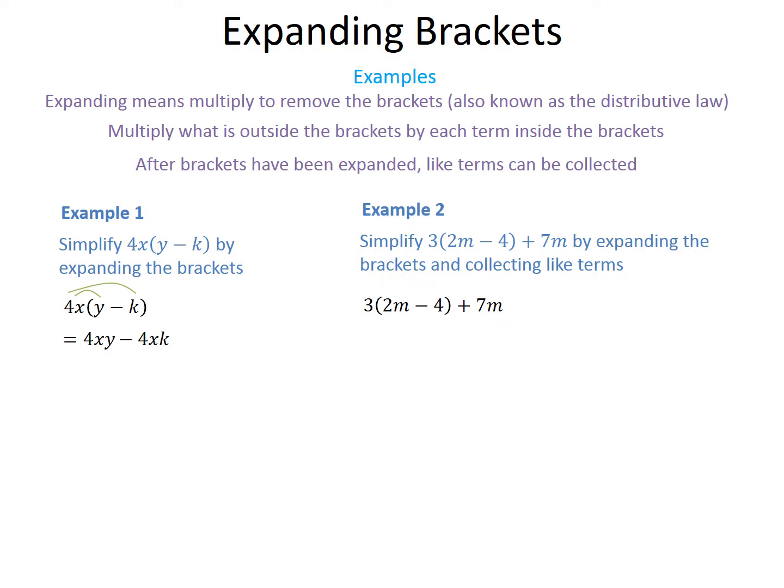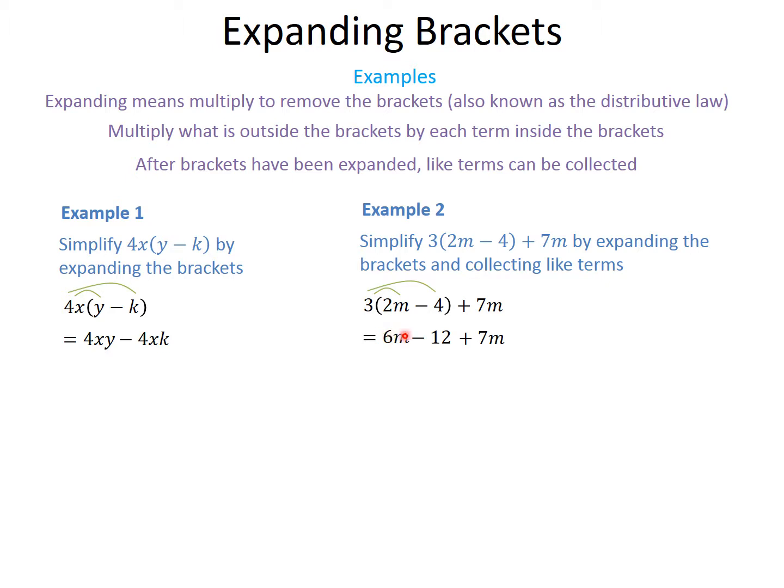Now you might be asking, what do we do with the 7m? We don't do anything with the 7m. We just write it down. We haven't used it yet. And so it's going to look like this. 3 times 2m. That is 6m, so I write that down. Then I go 3 times the negative 4. 3 times negative 4 is negative 12, so I write negative 12 down. Remember, that now doubles as a minus sign there. I can think of that as 6m minus 12. And this plus 7m, I don't times it by the 3 because it's not in the brackets, the 7m. All I do is I just write it down.